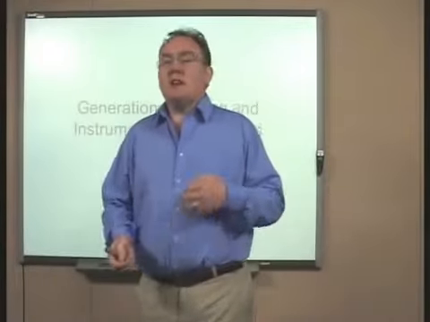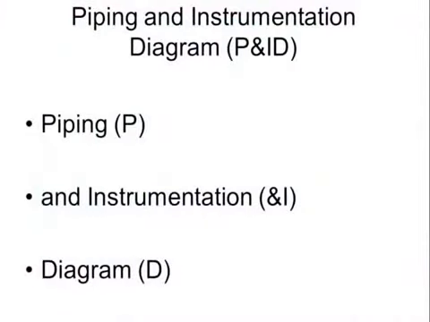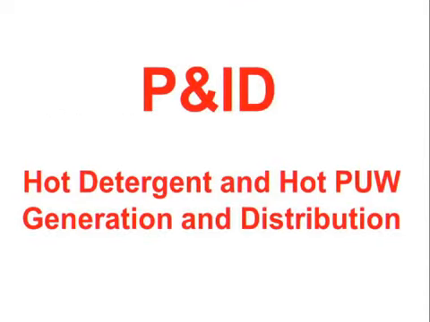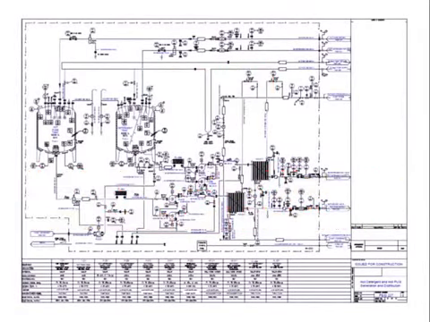Now, this presentation is going to introduce you to piping and instrumentation diagrams. The acronym P&ID: P is for piping, I is for instrumentation, and D is for diagram. We're going to look at a P&ID entitled Hot Detergent and Hot PUW Generation and Distribution. So what I need you to do now is to go ahead and get your hard copy of your P&ID, because this presentation is based on the P&ID pack.